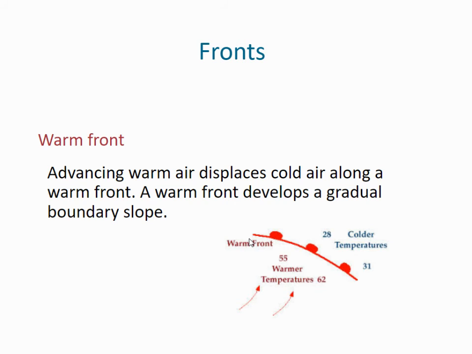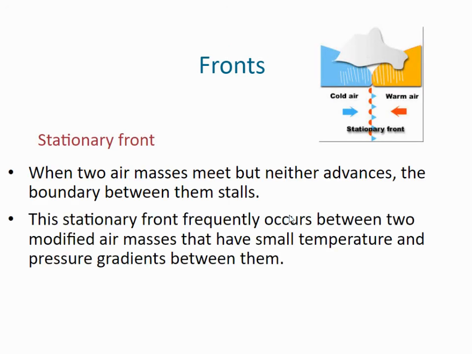A warm front, which is represented by these red half circles, displaces a cold front along a warm front. A warm front develops a gradual boundary shape, so that means it will push the cold air further away. You'll see different types of weather with each one of these.